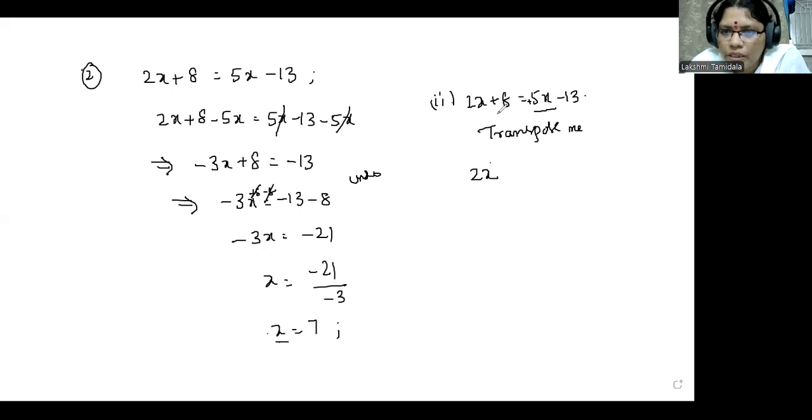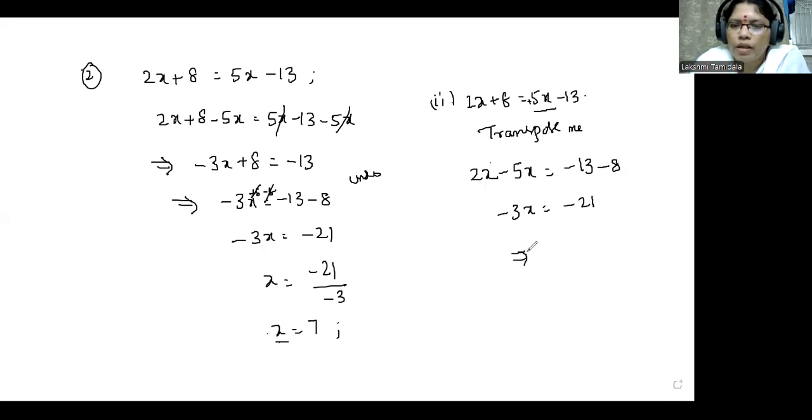If we bring this to this side, this becomes negative 5x, which is equal to, we take 8 from this side to this side. That means, as this is adding here, that is plus 8, it becomes minus 8. If we take this to this side, this becomes negative 13 minus 8. So 2x minus 5x is negative 3x, which is equal to negative 21.